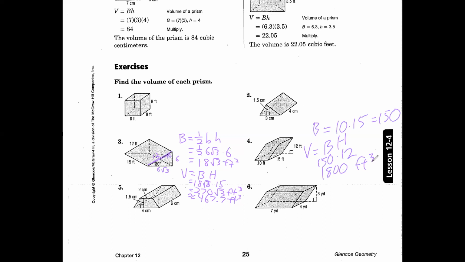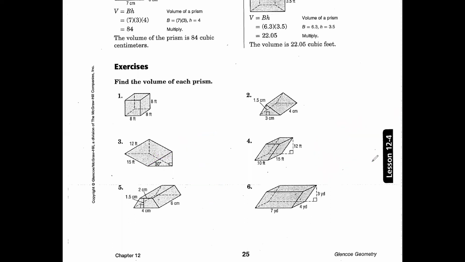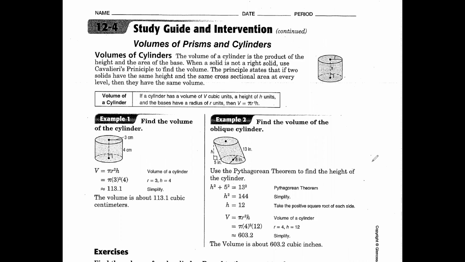Let's go over to the other side real quick. Something I want to point out over here: we have our oblique cylinder. This one is missing one of the values that we need, the height. Down here they used the Pythagorean theorem to solve for the height first before plugging it into the equation. Do we have to do the Pythagorean theorem on that problem? No. Look at the sides.